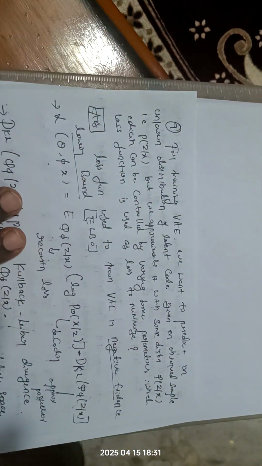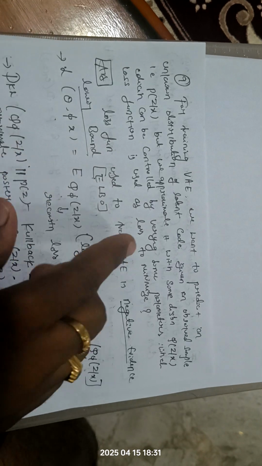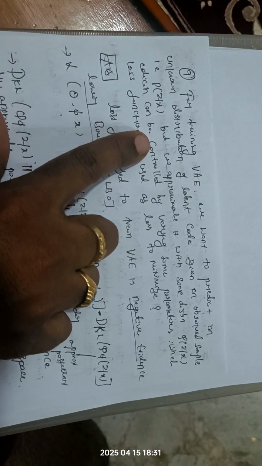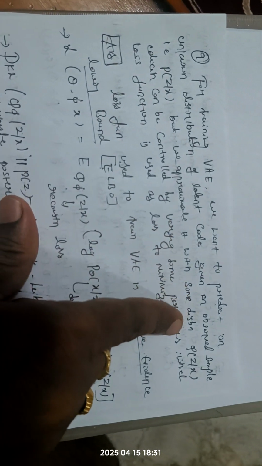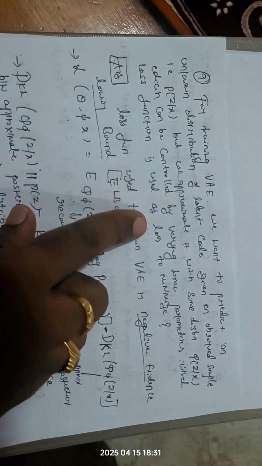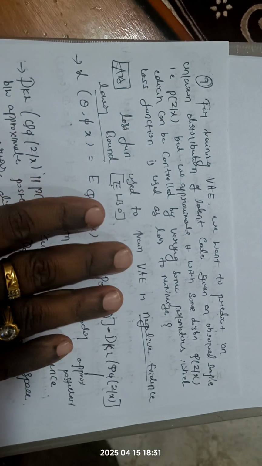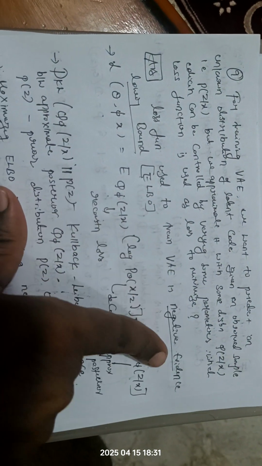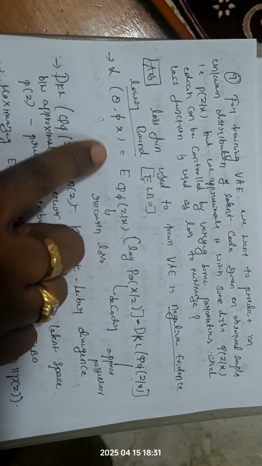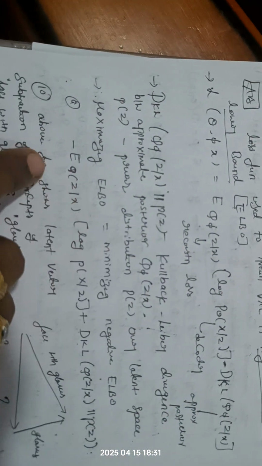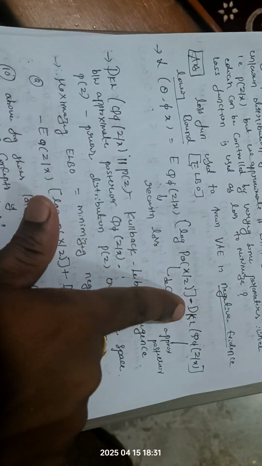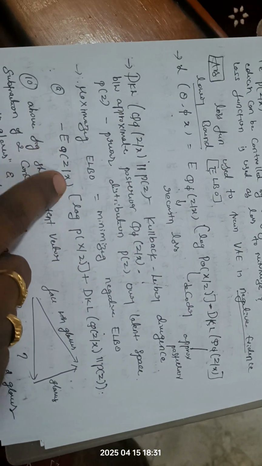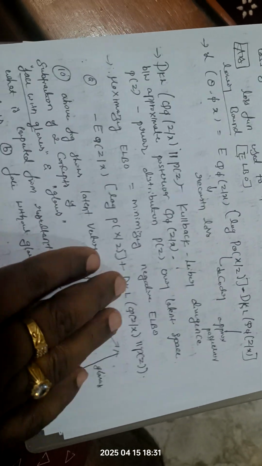The ninth question: for training a VAE, we want to predict the unknown distribution of the latent code given an observed sample, that is P of Z by X, but we approximate it with some distribution Q of Z by X, which can be controlled by varying some parameters. Which loss function is used as the loss to minimize? The loss function used to train the VAE is the negative evidence lower bound, ELBO. Here is the equation. The correct answer is minus of the whole thing, so minus into minus is plus. Here it is minus, here it is plus.